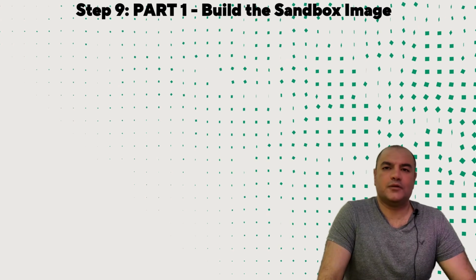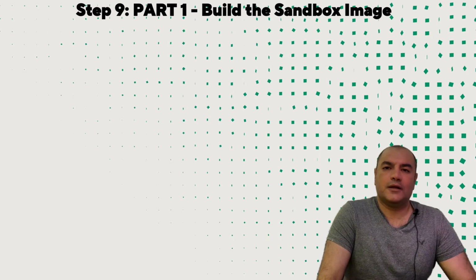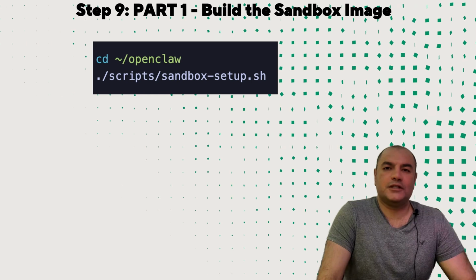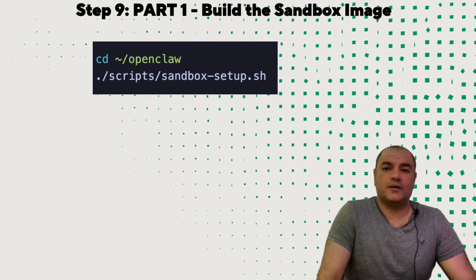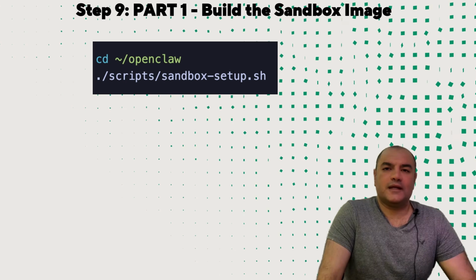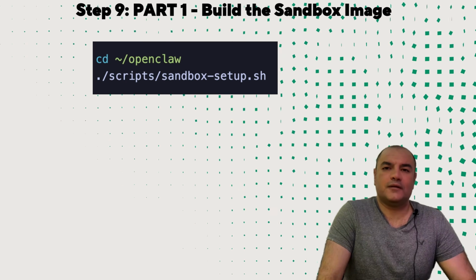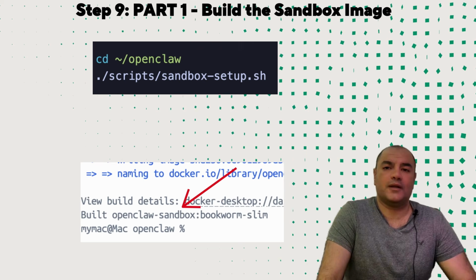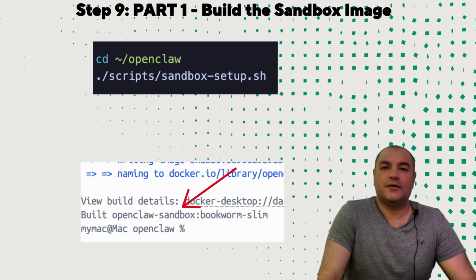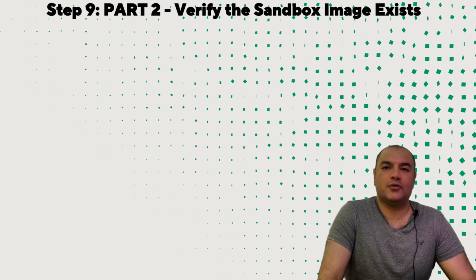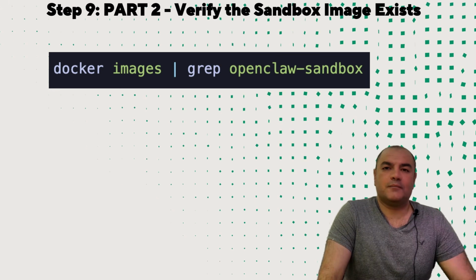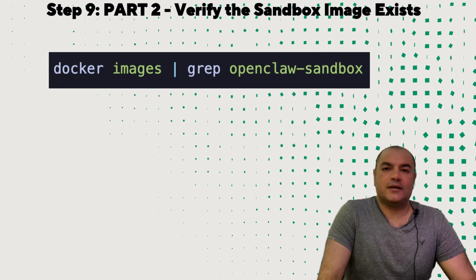First, we need to build the special Docker image that acts as our jail cell. In your terminal, make sure you're in the OpenClaw folder by running cd ~/openclaw. Then run the sandbox setup script ./scripts/sandbox-setup.sh. This builds a Docker image called openclaw-sandbox:bookworm-slim, the jail cell for sandboxed commands. Let's make sure the image was built successfully by typing this into the terminal: docker images | grep openclaw-sandbox.